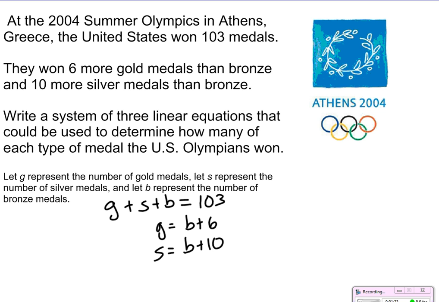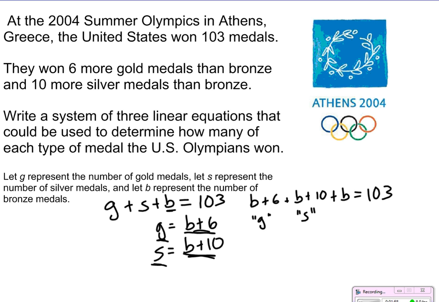So how can I figure out how many of each type of medal the U.S. Olympians won? So this becomes kind of an extended version of substitution. Just because I've got G and S by itself here, it equals something, and it equals something with B, where B is a variable I already have in there. So this kind of gets rewritten as B plus 6. This represents the gold, plus B plus 10, that's your silver, plus the actual bronze is going to equal 103.